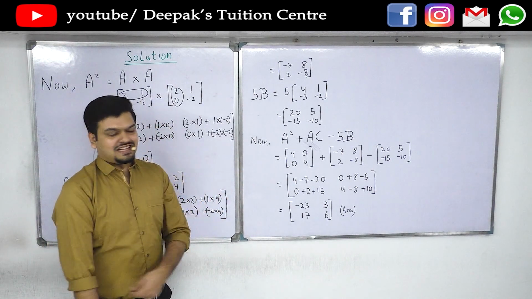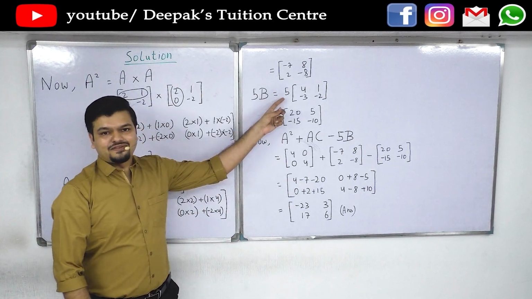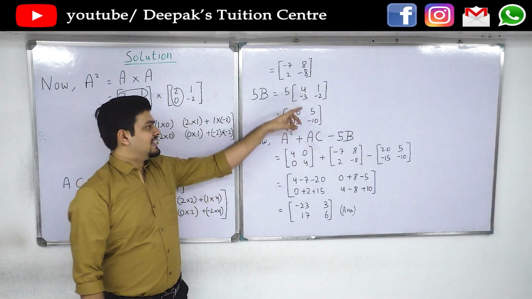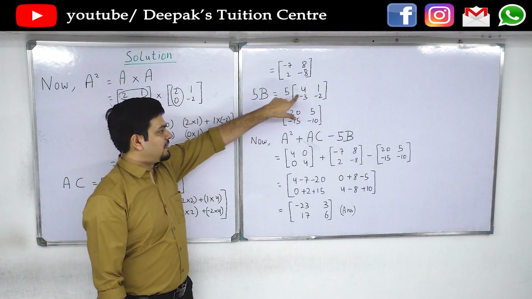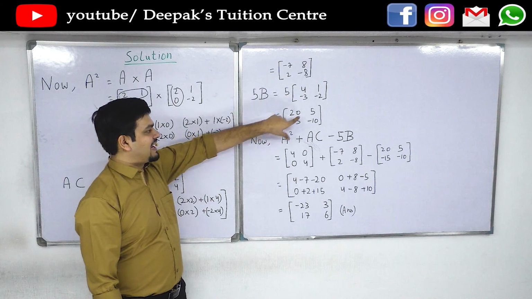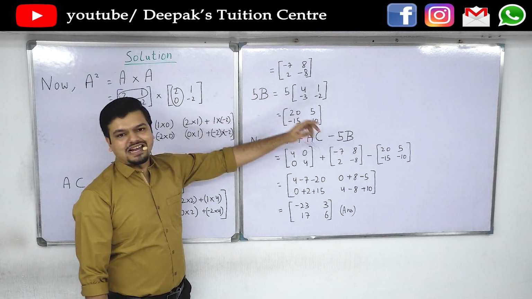Calculation of 5B is obviously very easy. You have to multiply 5 with every element of B. So 5 4s are 20. 5 into 1, 5. Minus 3 into 5, minus 15. And minus 2 into 5, minus 10.